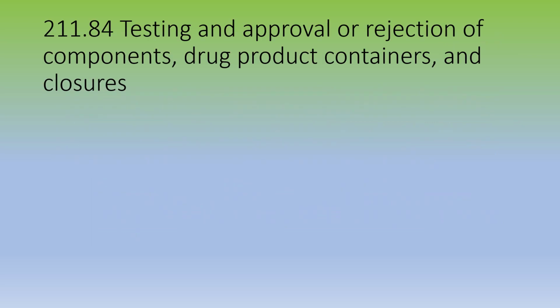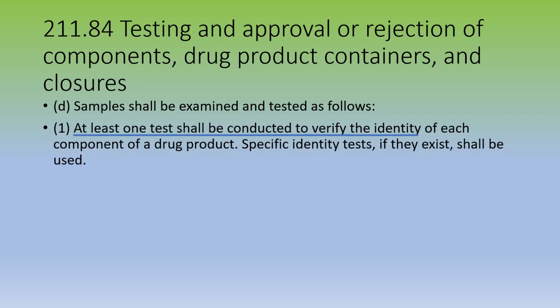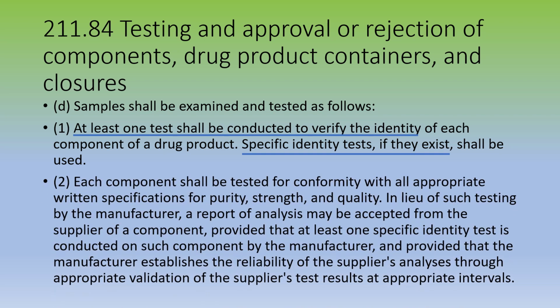Let us see the prescription under 211.84. Testing and approval or rejection of components, drug product containers and closures. Samples shall be examined and tested as follows. At least one test shall be conducted to verify the identity of each component of a drug product. Specific identity tests, if they exist, shall be used. Each component shall be tested for conformity with all appropriate written specifications for purity, strength and quality.